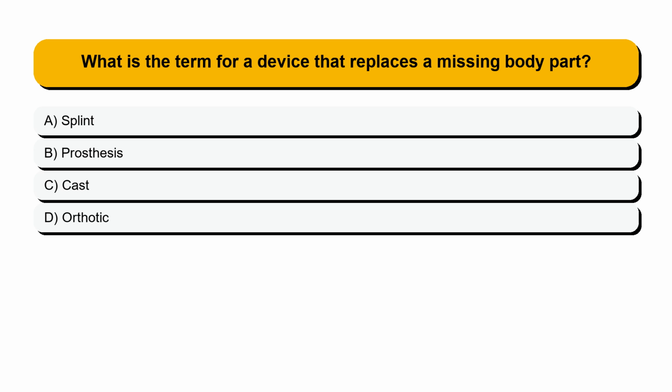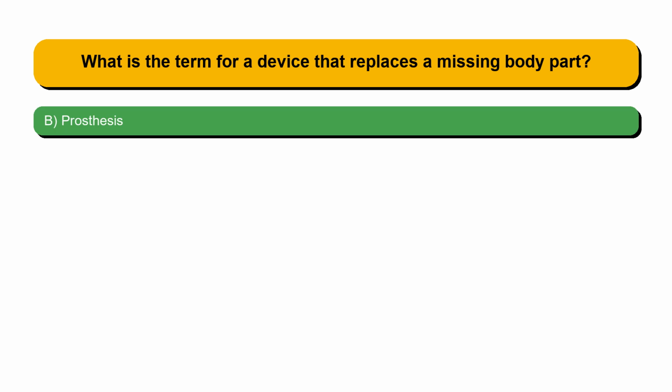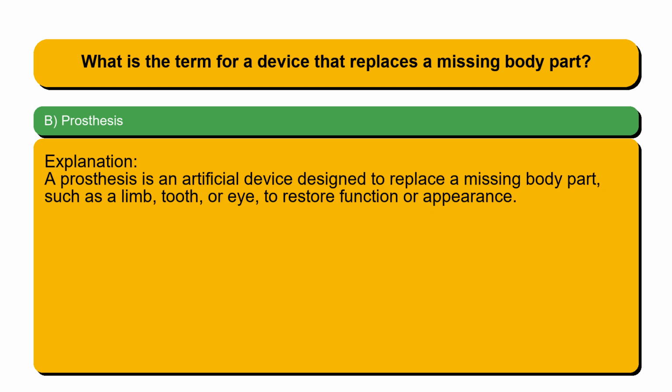Question 87. What is the term for a device that replaces a missing body part? Option A, a splint. Option B, prosthesis. Option C, cast. Option D, orthotic. The correct answer is option B, prosthesis. A prosthesis is an artificial device designed to replace a missing body part, such as a limb, tooth, or eye, to restore function or appearance.